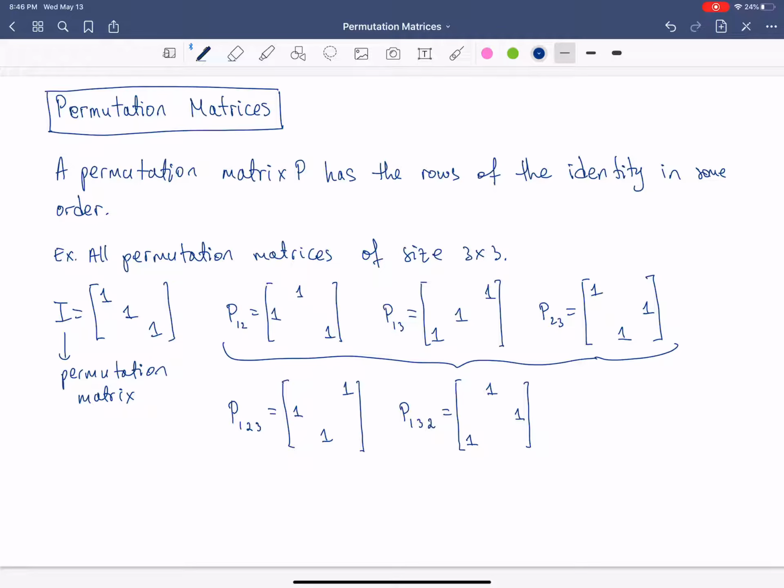You see, because there are 3 rows, all the possible orderings of 3 rows is 3 factorial, which is 6. So there are no more than these; these are all of the permutation matrices of size 3 by 3.